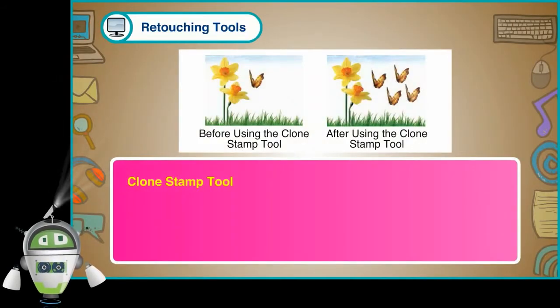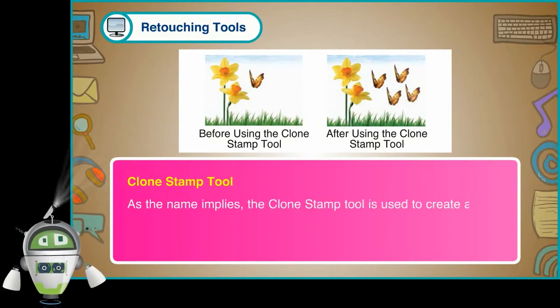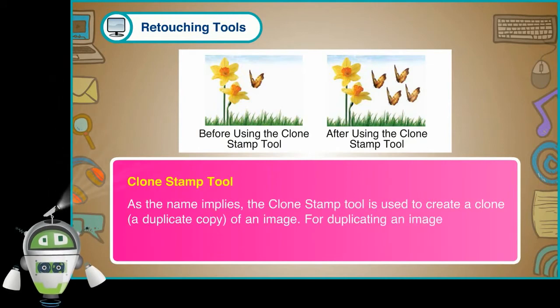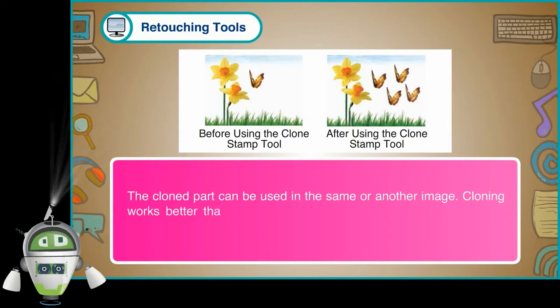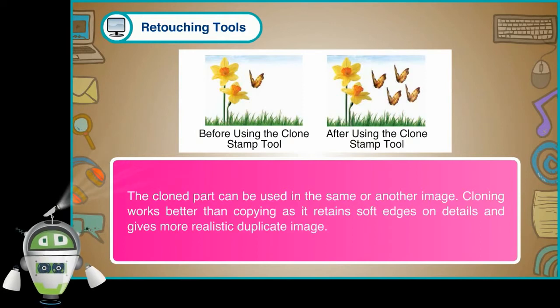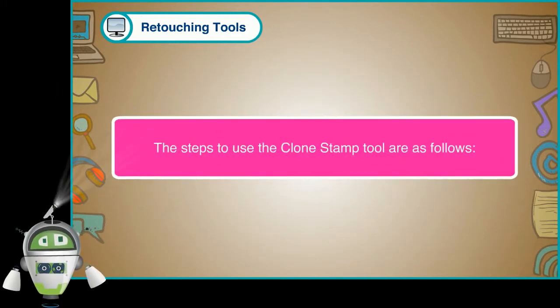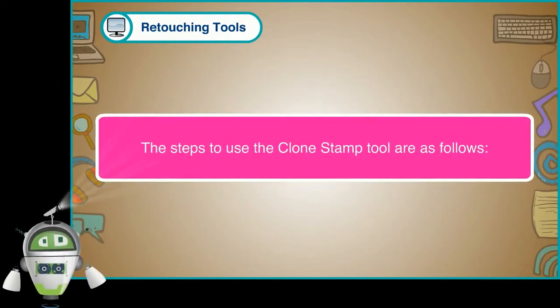Clone Stamp tool. As the name implies, the Clone Stamp tool is used to create a clone, a duplicate copy of an image. For duplicating an image or the part of an image, the Clone Stamp tool can be used. The cloned part can be used in the same or another image. Cloning works better than copying as it retains soft edges on details and gives a more realistic duplicate image. The steps to use the Clone Stamp tool are as follows.